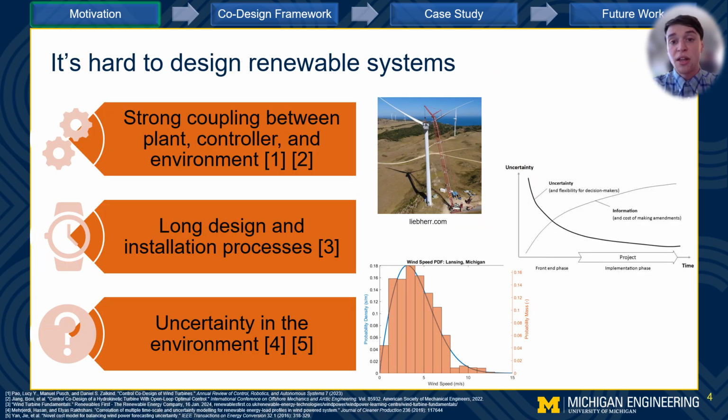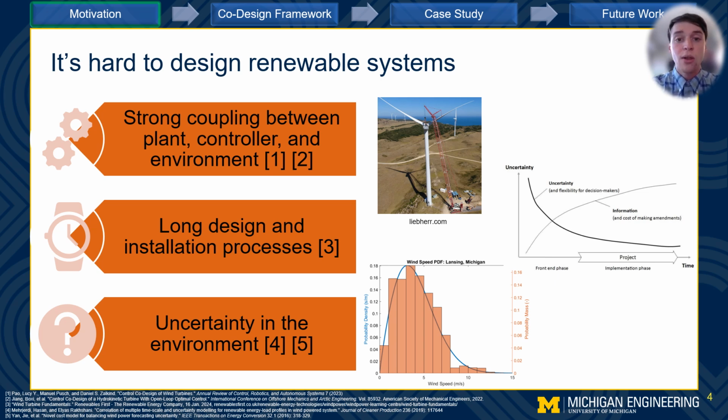One of the main dampers on the deployment of renewable energy systems at grid scale is the fact that it's really hard to design a renewable energy system. As pointed out by Pao and Jing, these systems contain strong coupling between the plant, controller, and environment, making them difficult to design and analyze without advanced modeling techniques.